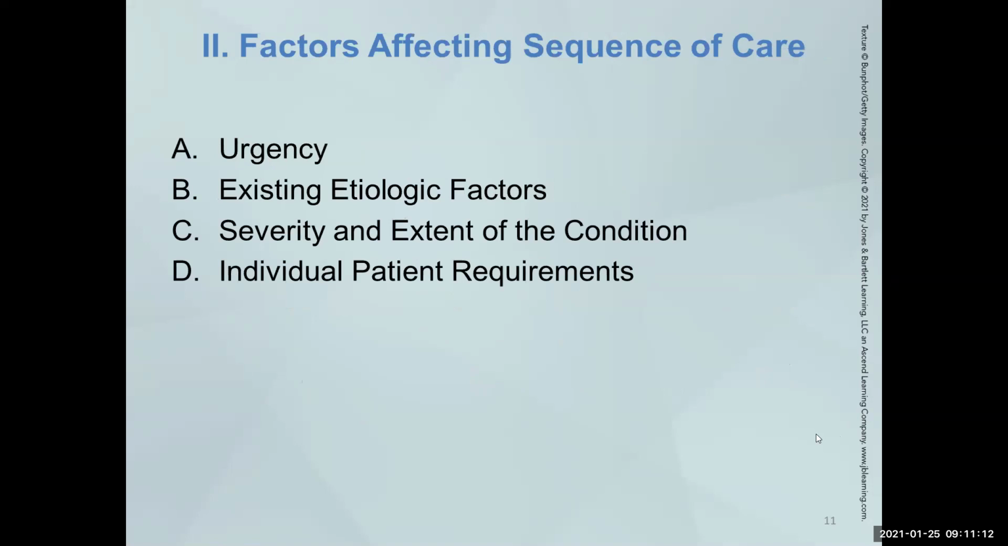Factors affecting the sequence of care. Urgency is the first one. So chief complaint. You always want to identify the chief complaint. You might have somebody with teeth that are mobile because they don't have any attachment. There's calculus all over the place. And what is their chief complaint? I mean, the joke is they want their teeth whitened.